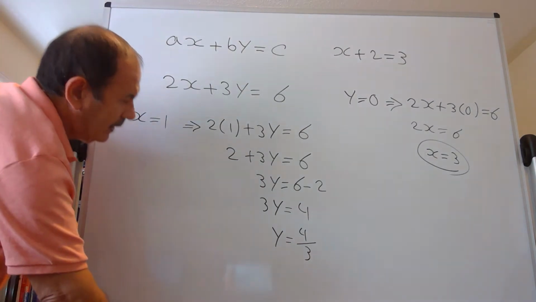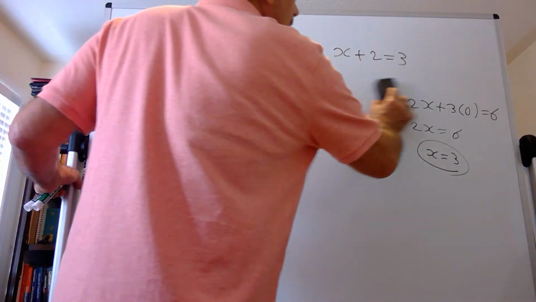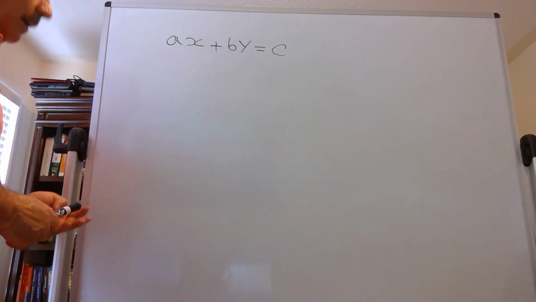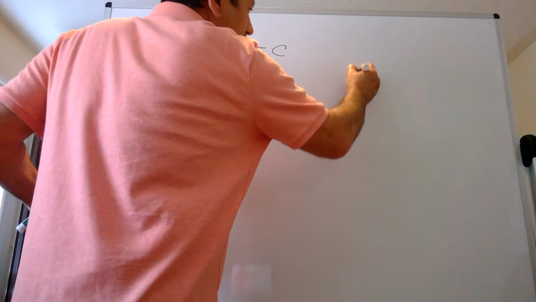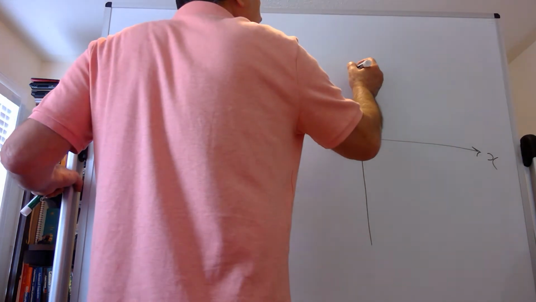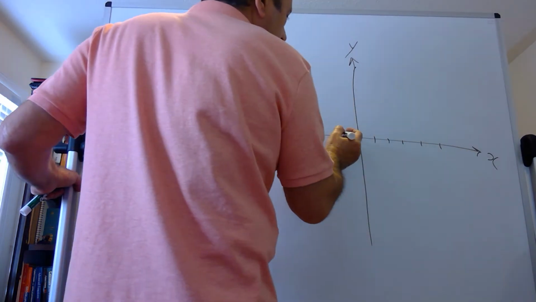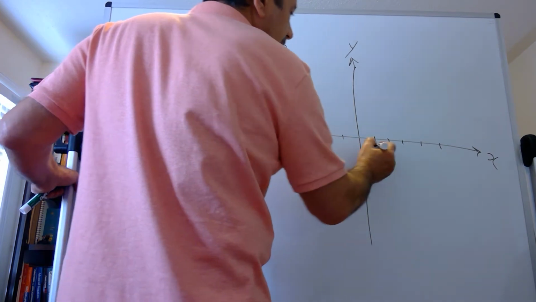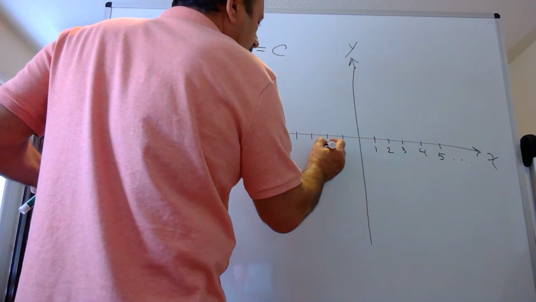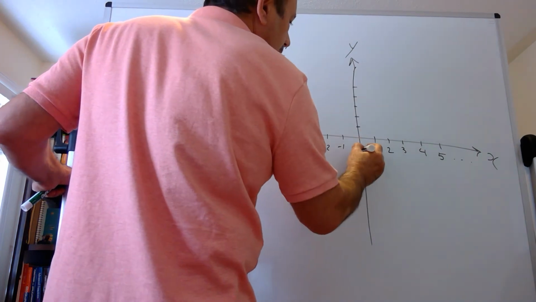Now, for graphing a straight line, how many points do we need to graph? If you remember, this is the Cartesian system, with the y-axis and x-axis. 1, 2, 3, 4, 5, negative 1, negative 2, negative 3, negative 4, and 1, 2, 3, 4, 5, negative.